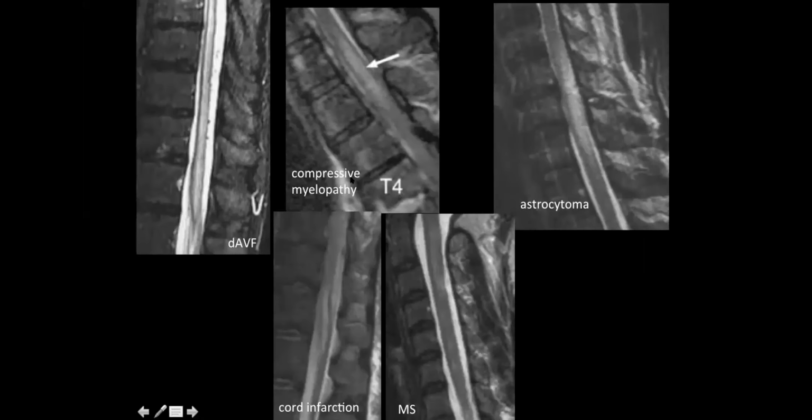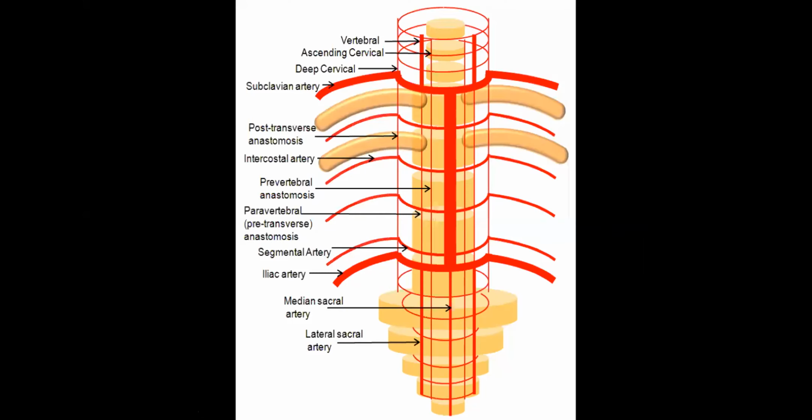So sometimes there may be mimics like compressive myelopathic changes and the contrast enhancement of astrocytoma or cord infarction or multiple sclerosis, but these all will have some additional findings and without the posterior CSF space T2 flow void. So not much confusion to be made by these pathologies.